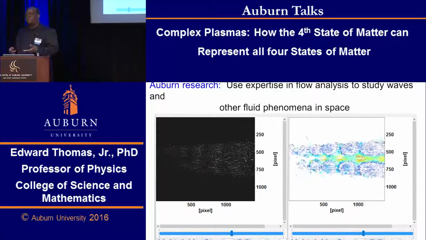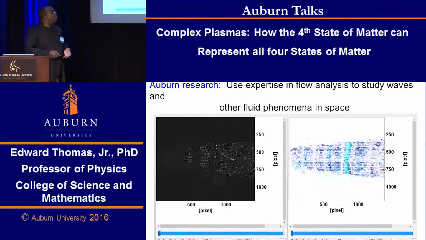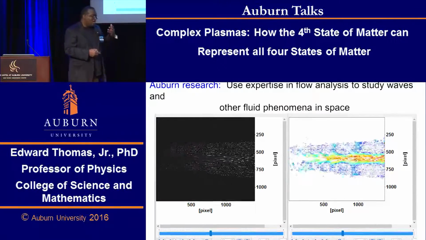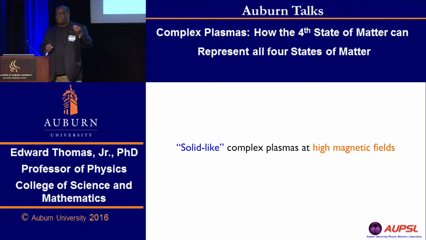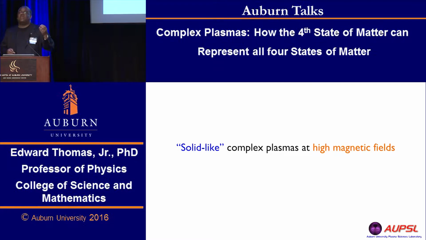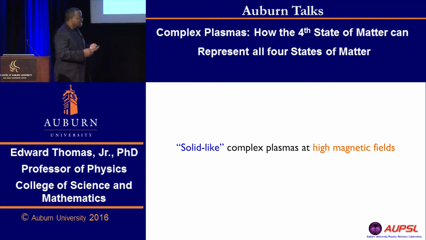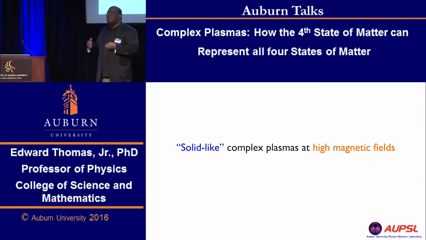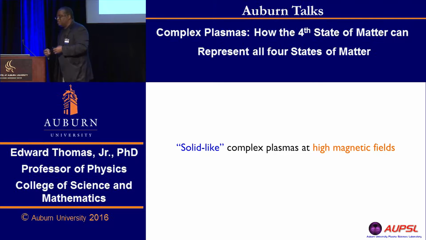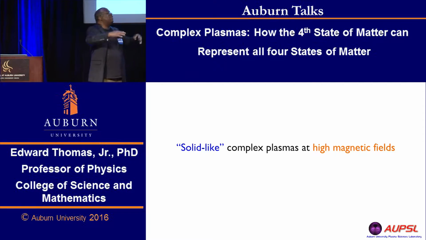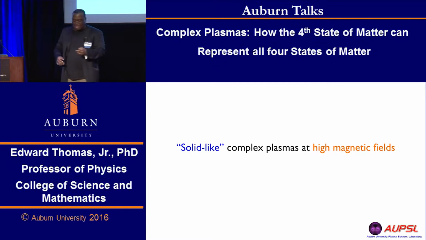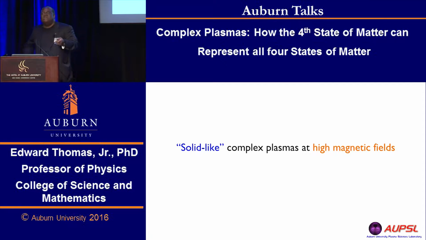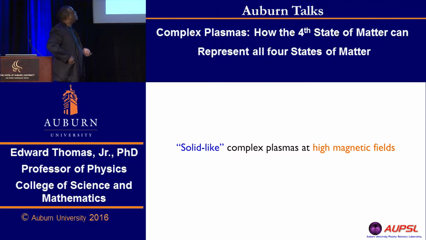Now, the other type of experiment we're actually doing here in Auburn is to study complex plasmas that are solid-like but at high magnetic field. One of the challenges is that in space and in naturally occurring complex plasmas, magnetic fields are always present. But space is really big. So even if the magnetic fields are small, you've got a lot of space to magnetize the particles. We don't have that problem. We have a really big problem on Earth because we don't have that much space.